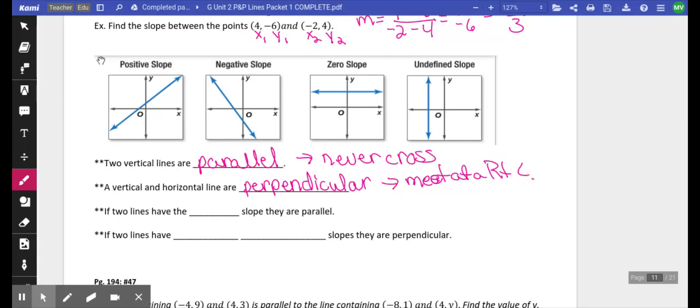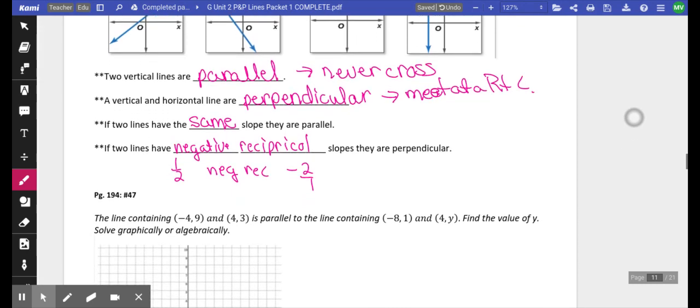If two lines have the same slope, so that means if two lines have a slope of 1/2, they're parallel. If two lines have negative reciprocal slopes, they are perpendicular. So negative reciprocal, if I have 1/2, the negative reciprocal is negative 2 over 1. I change the sign and I flip it.